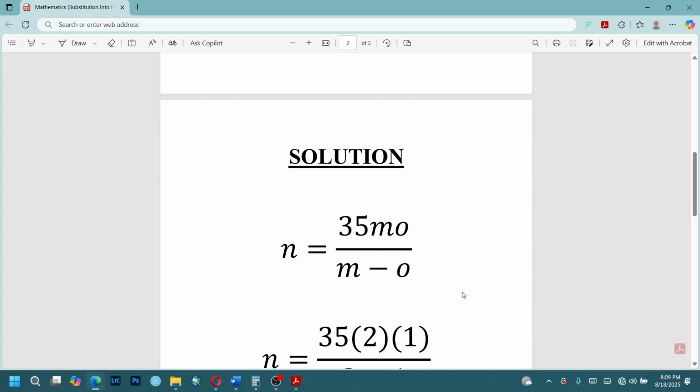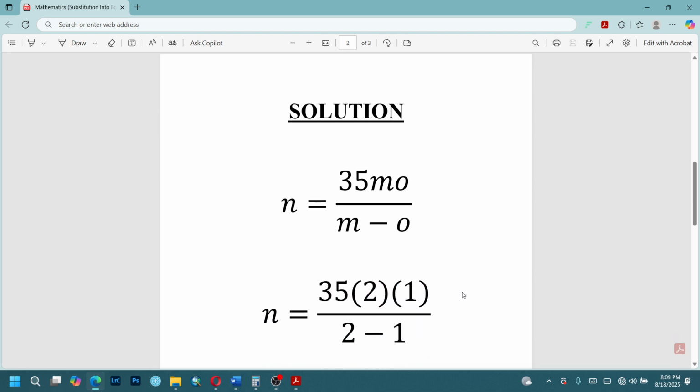So we are going to insert our values into the given equation. So we are given m to be 2 and o to be 1. So inserting our values into the equation, we are going to have n equals the fraction 35 multiplying 2 multiplying 1 over 2 minus 1, right?